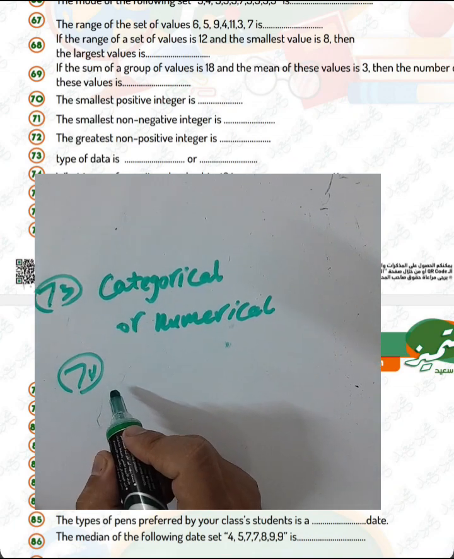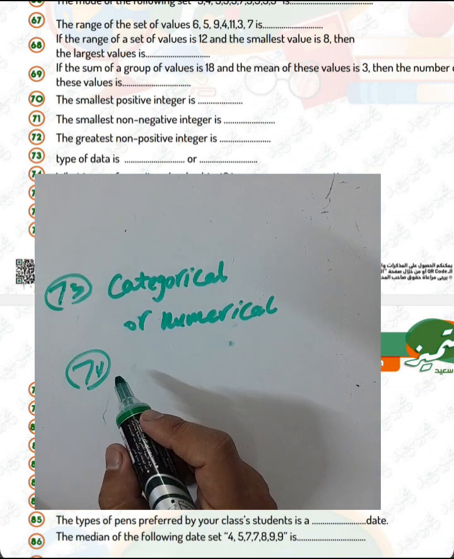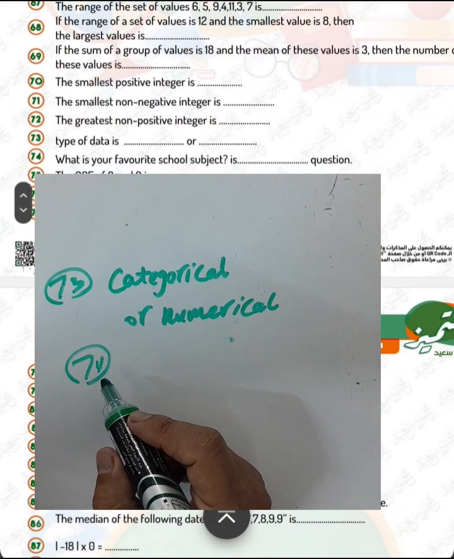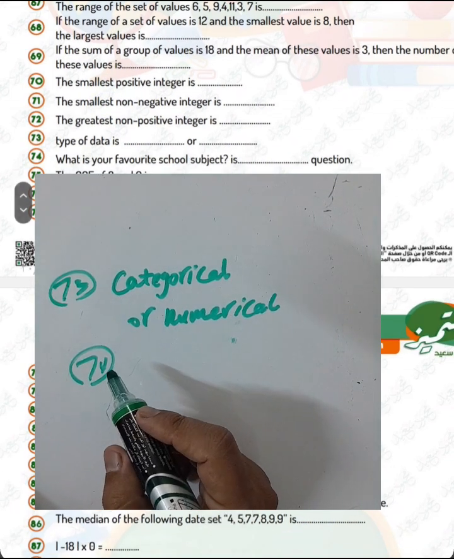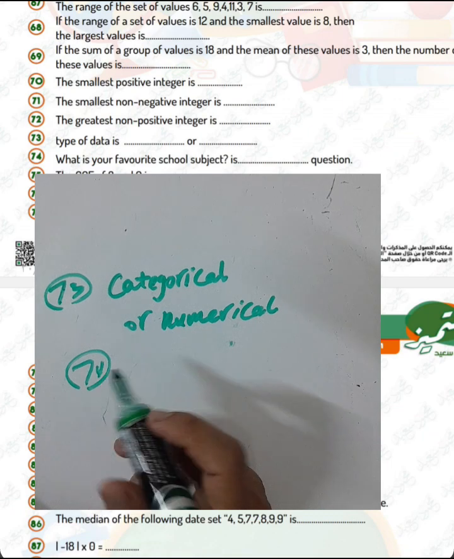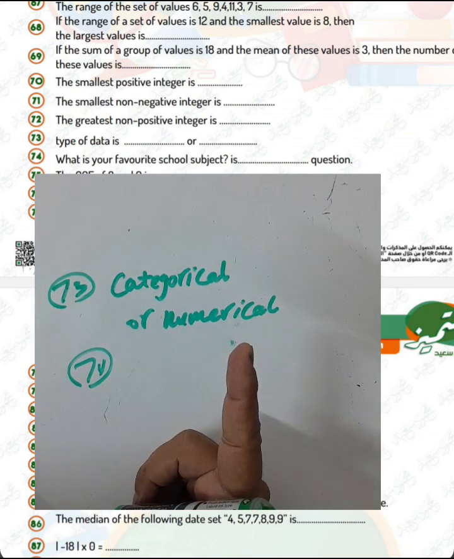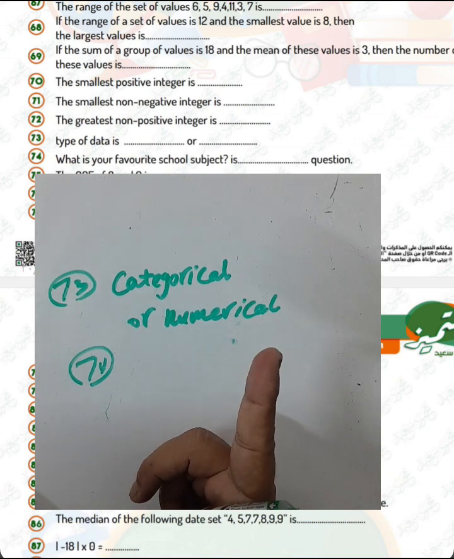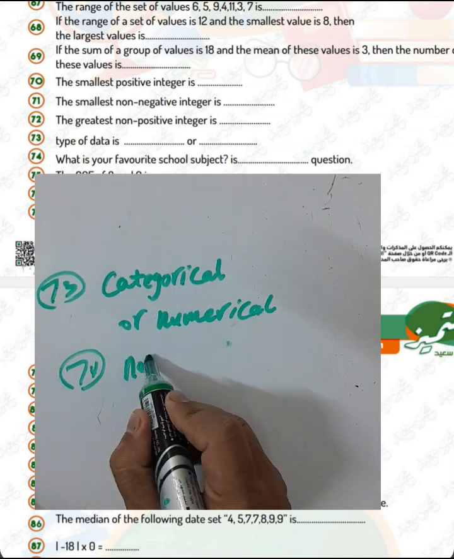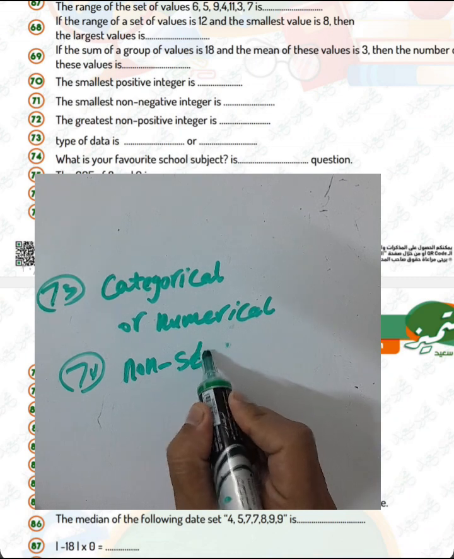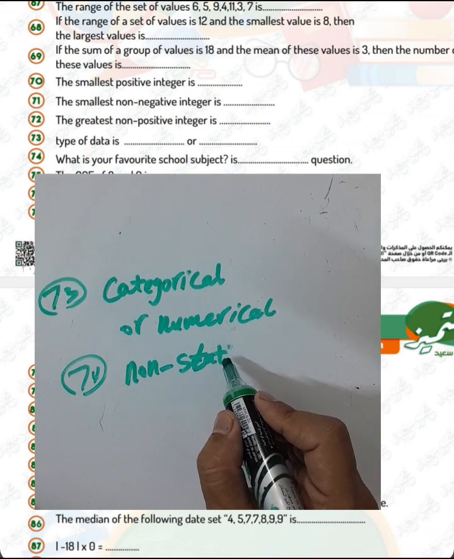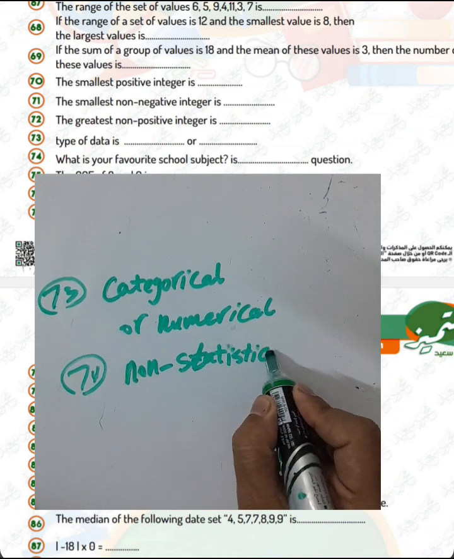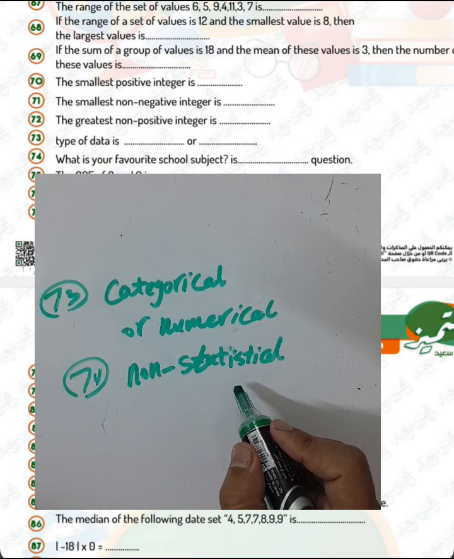Question 74. What is your favorite school subject is non-statistical, because he asked one student, what is your favorite school subject? We have only one answer, so it will be non-statistical.